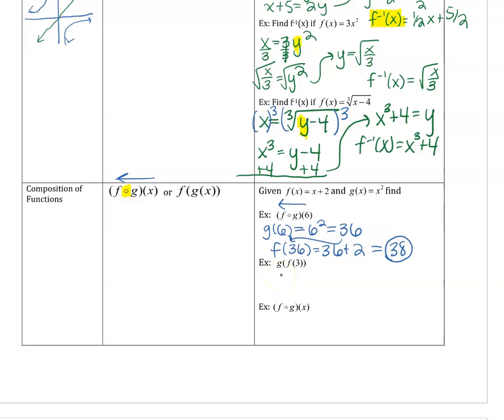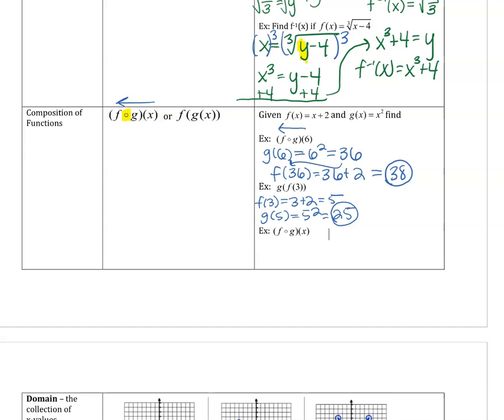All right, this says find f of 3 and then plug that into your g function. So f of 3 would be the same thing as 3 plus 2, which is 5. So then if I do g of 5, that would be 5 squared, which is 25.